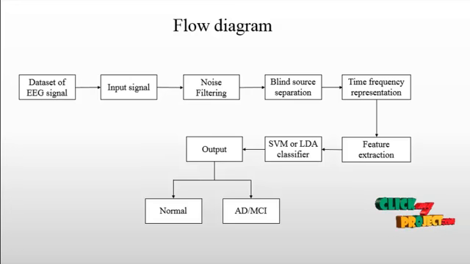Support vector machines are based on the concept of decision planes, which define decision boundaries. A decision plane is one that separates between a set of objects having different class memberships. That is used by the classifier, and then finally we get the output. The output will be a signal that is normal or has a disease. So normal or abnormal signals are presented.